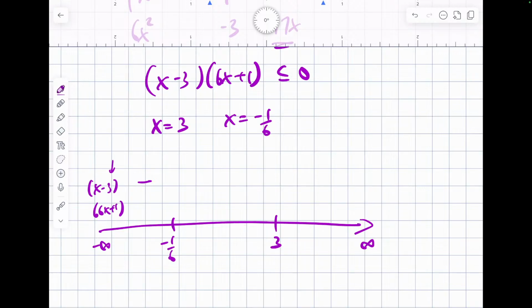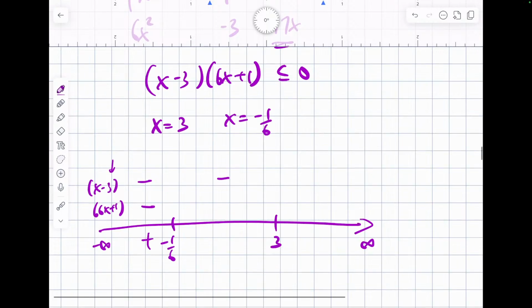Any questions? If I plug in negative 1, that's going to give you negative 6 plus 1, so it's going to be negative. 2 negative signs become positive. Is that okay? Now, between negative 1 over 6 and 3, what's a good number to plug in? 0. 0 minus 3 is a negative sign. 0 plus 1 is going to be plus 1. Am I going too fast?